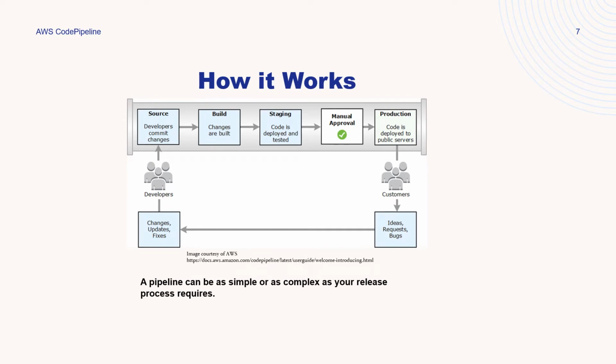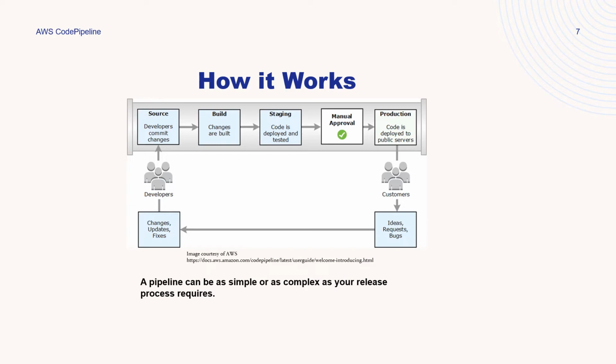So this is kind of an example of how it works. This is an example of how CodePipeline could run. A pipeline can be as simple or as complex as your release process requires. With some web application environments, all you really need is a source code source and a deployment instance like Beanstalk.